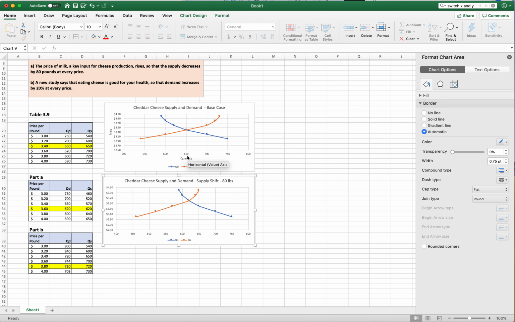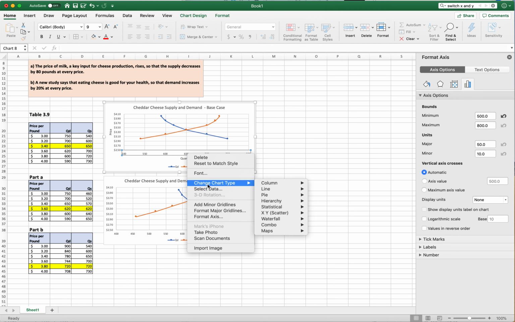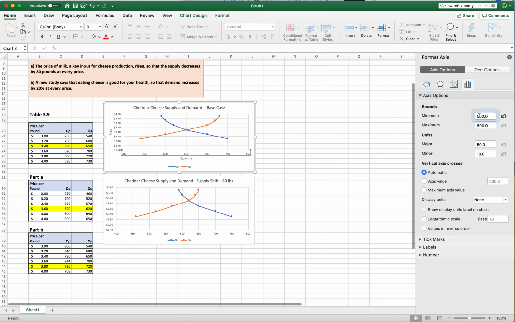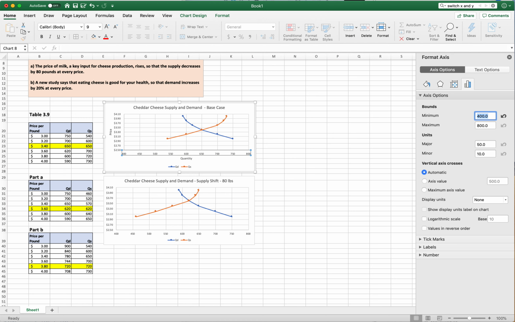Maybe I want to change this one, format axis, and maybe I'll change it to 400. So you see the curve here is the same, and we went from 250 to 410 in both cases. But it still doesn't look the same. That's because I don't have price and quantity. So let me add those.